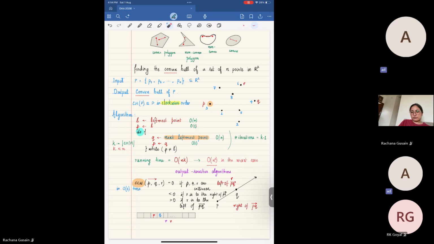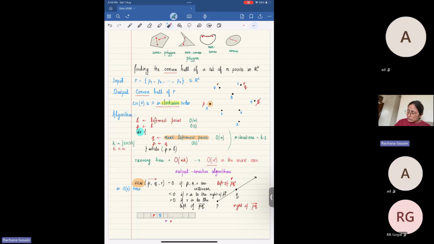Now R is to the left. R is to the left. So, initially I had this as the current leftmost point, but then we find a point which is to the left of this point. So this cannot be the leftmost point. So I'll update Q to be equal to R. Right? So this is my current leftmost point. Then I'll move to point number 7. Right? So R is updated to 7.